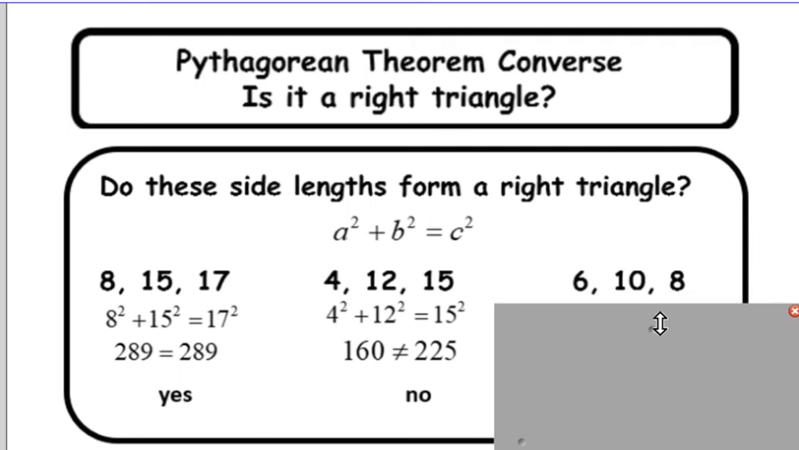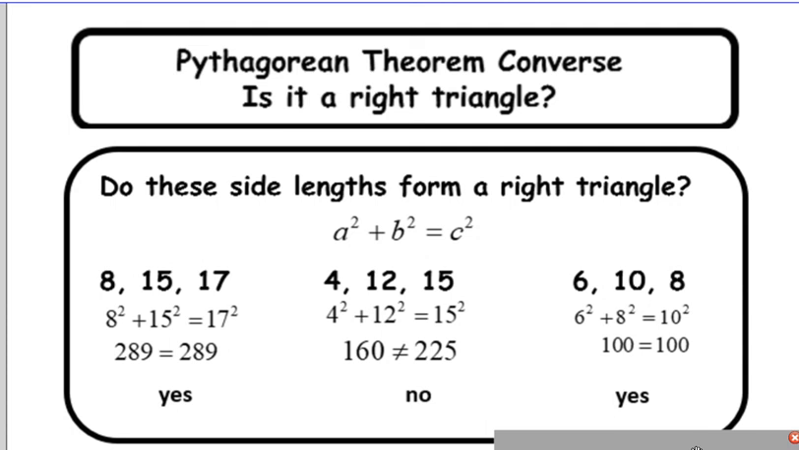And our next example is 6, 10, and 8. Now be careful here. We are not just going to take 6 squared plus 10 squared equals 8 squared. We always know that the c is the hypotenuse, is the biggest squared. So we need to say 6 squared plus 8 squared is equal to 10 squared. So we'll be careful that we always have the biggest side represented by c. And indeed 100 is equal to 100. So it is a right triangle.